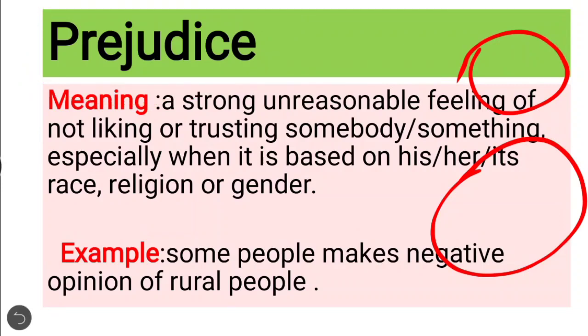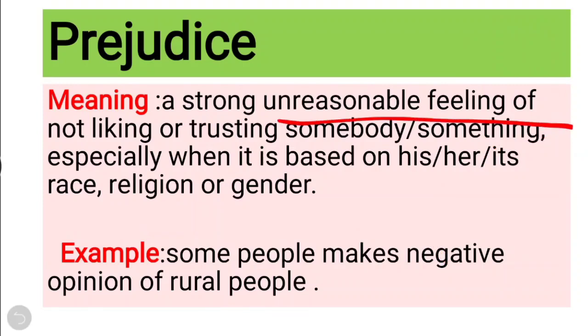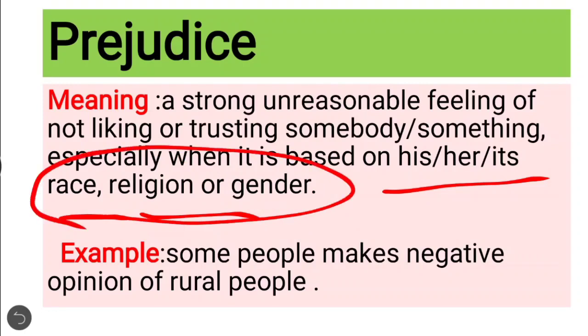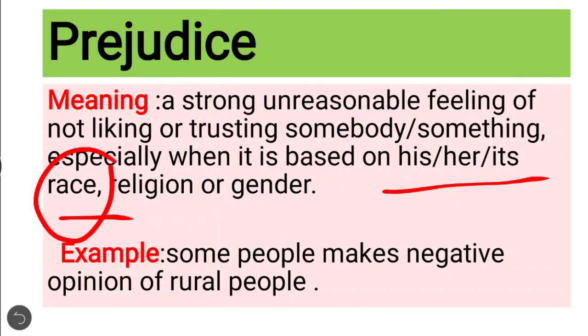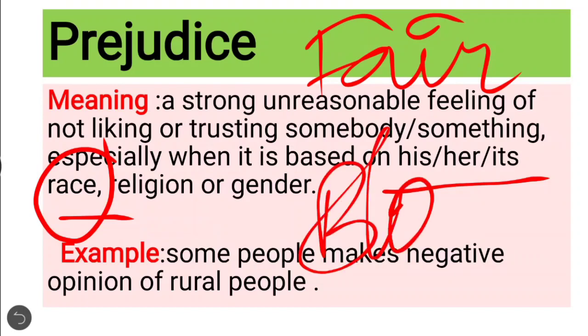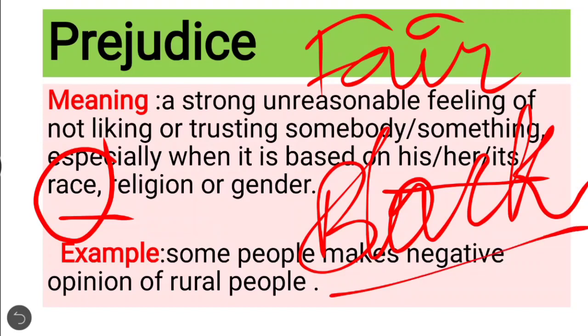I will read the full meaning of prejudice. A strong unreasonable feeling of not liking or trusting somebody or something, especially when it is based on his, her, its race, religion and gender. Only three conditions are given here, but there are many more. What if you are not liking someone on the basis of their race? Suppose you are very fair, and the person you come across is black, and you create a negative thought or unreasonable feeling of disliking that person.